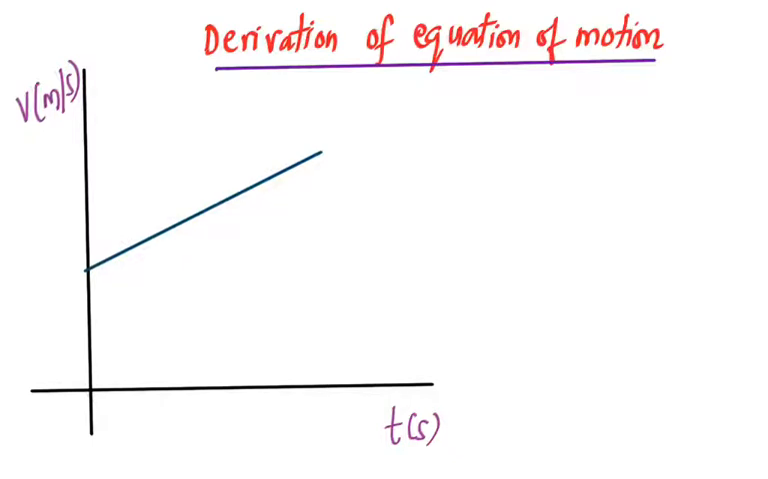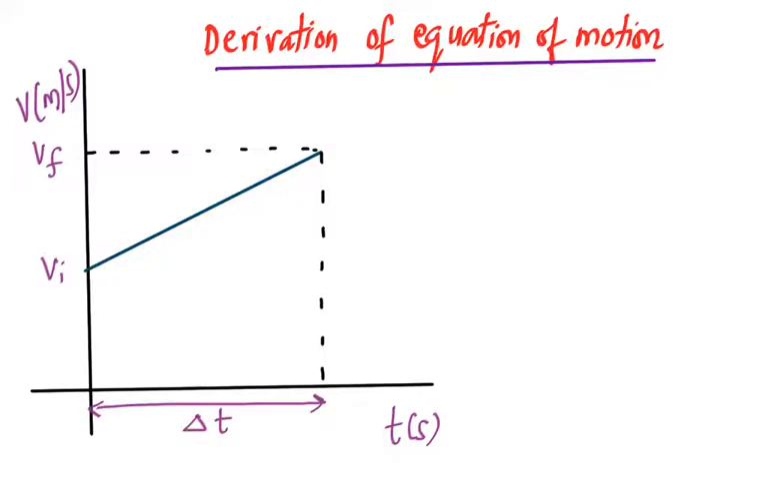And that's the reason we can see that the velocity time graph is not starting from origin, but it's starting from some point on the y-axis. Now let's just label the graph with the final velocity, initial velocity, and the time interval.